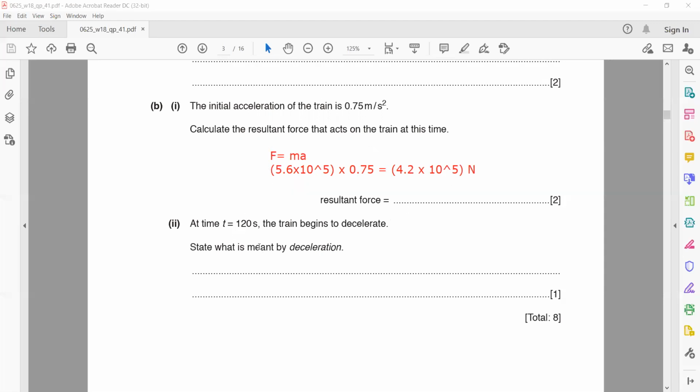At time 120 seconds, the train begins to decelerate. What is the meaning of deceleration? Negative acceleration, or the term deceleration, means the speed or velocity will decrease.